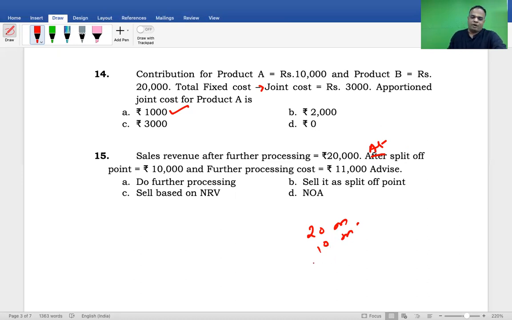Am I right? Therefore, additional revenue due to further processing is 10,000, but additional processing cost is 11,000, resulting in a loss to the company. Therefore, no need to do any further processing. We can sell it at the split off point because we are getting negative. Are you with me or not?